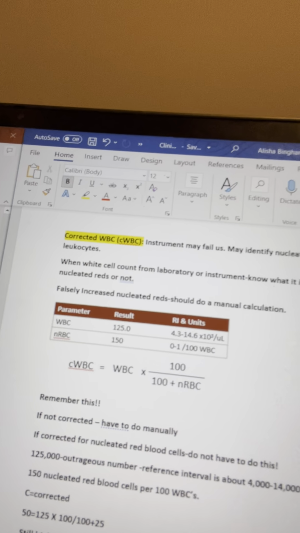So in order to get the corrected white blood cell count, we would do the total white blood cell count times 100, divided by 100 plus the nucleated red blood cell count. So here's just so I can show you, that's our formula.